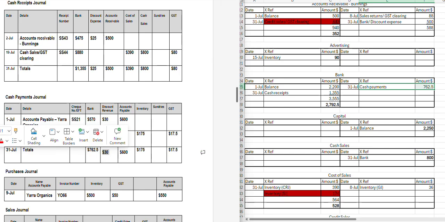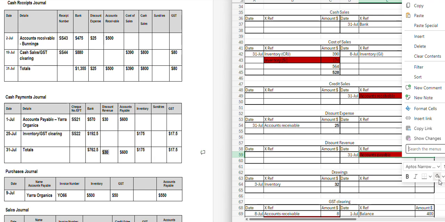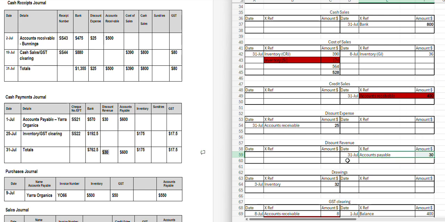Discount revenue, similar to discount expense in terms of our approach. So therefore, it's discount revenue. We need to do a credit entry when revenue goes up. It's a credit. And we're going to cross-reference that with accounts payable because the discount revenue reduces the amount we actually pay to our suppliers.